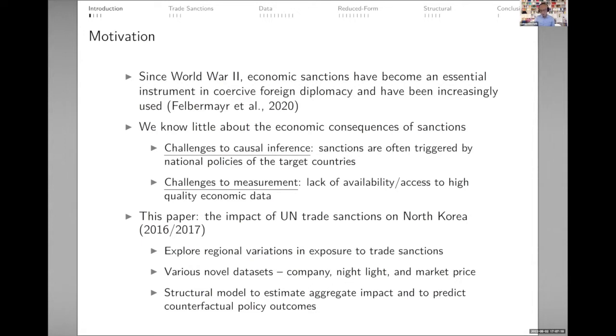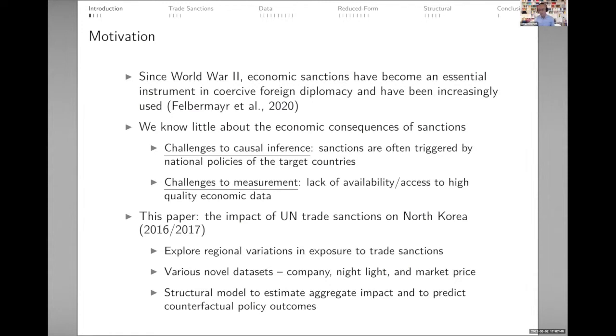To overcome the first challenge on causal inference, we're going to explore some subnational variation in how each region was exposed to the trade sanctions. To do that, we're going to use a novel data set on North Korean firms, where we can use a shift share approach to construct a measure of exposure and see how that relates to a meaningful measure of economic development in that region. For that, we're going to use nightlight data, which is basically a proxy for economic development, and provide some auxiliary analysis or insight into the conditions in North Korea.